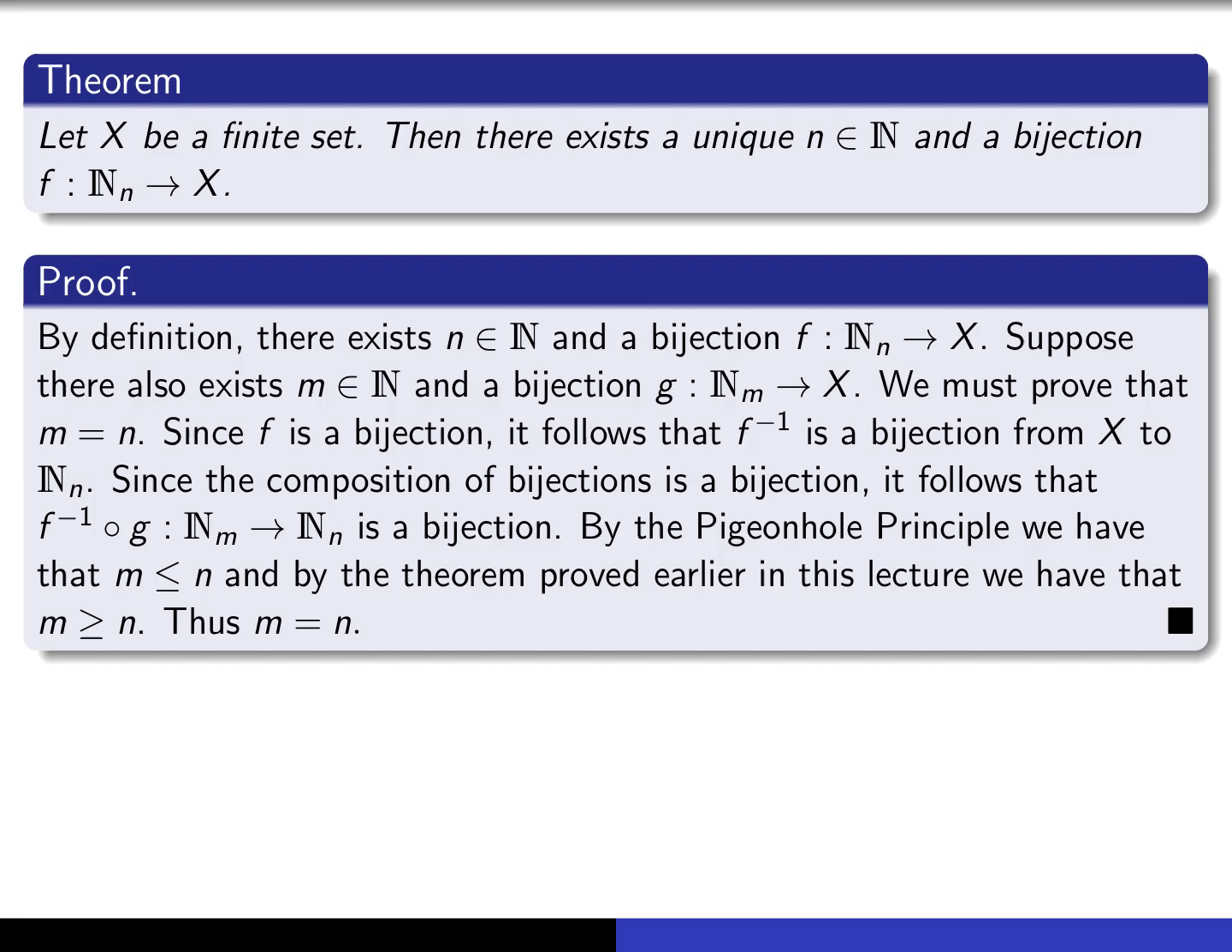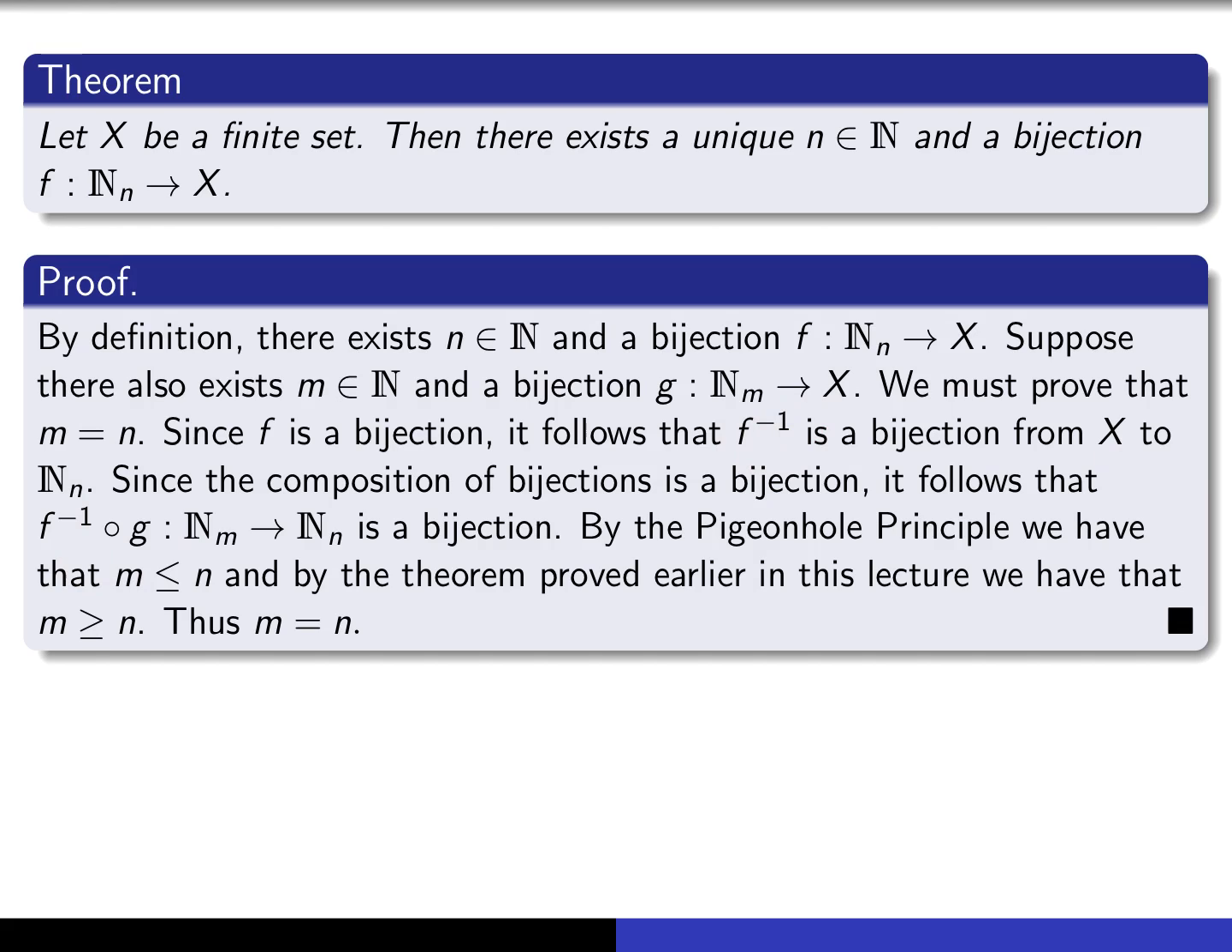So by definition, there definitely exists an n and a bijection f from N sub n to X. But suppose there's some other natural number, say m, and some other bijection, g, that maps N sub m to X. We have to convince ourselves that m and n are the same. Now, since f is a bijection, whenever you have a bijection, it's always true that f inverse is also a bijection. It's going to go the opposite way. It's going to be a bijection from X to N sub n. Now we take the composition g composed with f inverse. That's going to be a bijection from N sub m into N sub n.